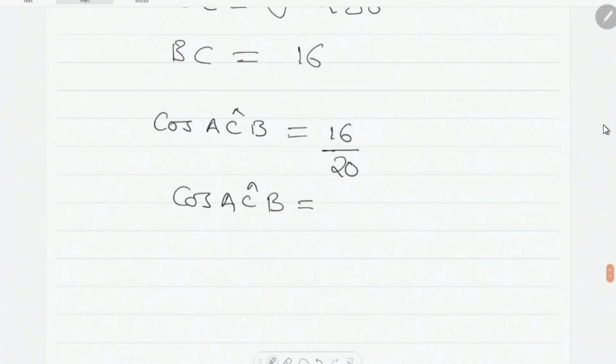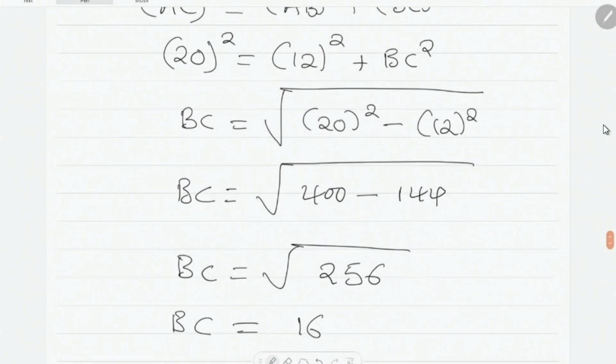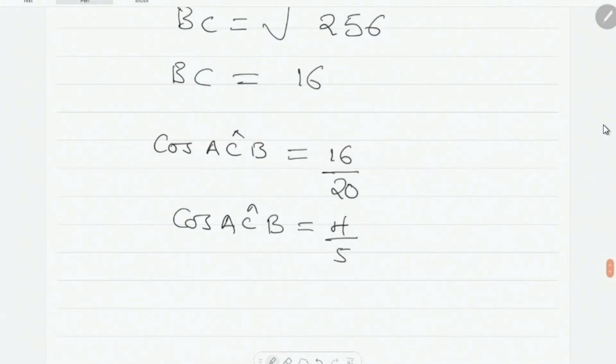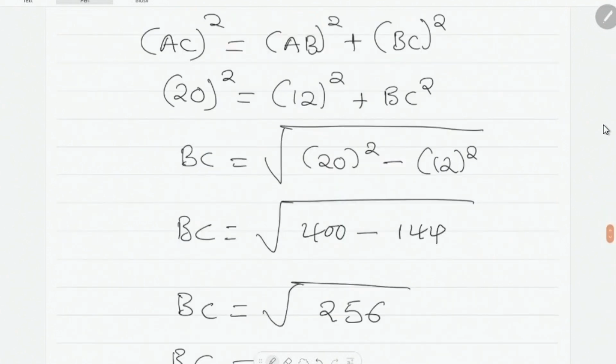So since I have BC, I'm now going to find the cosine of ACB first of all. So the cosine of ACB will be equal to adjacent, which is 16, divided by the hypotenuse, which is 20. So simplifying that, cos of ACB, which is an interior angle, 2 into 16, okay, let me use 4. 4 into 16, I'll get 4, and 4 into 20, that is 5.